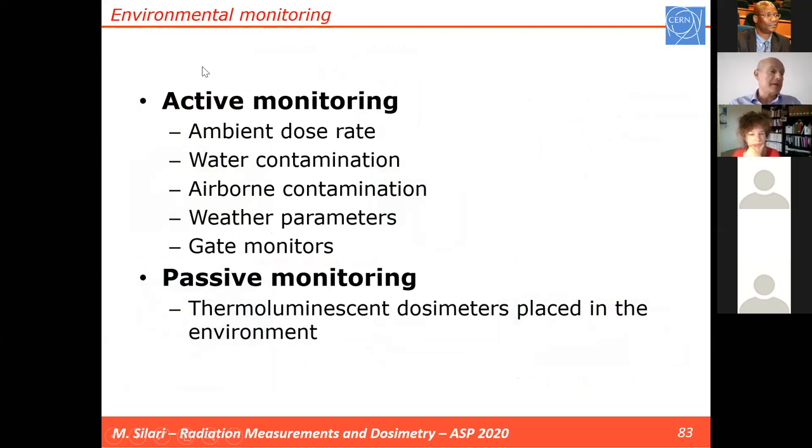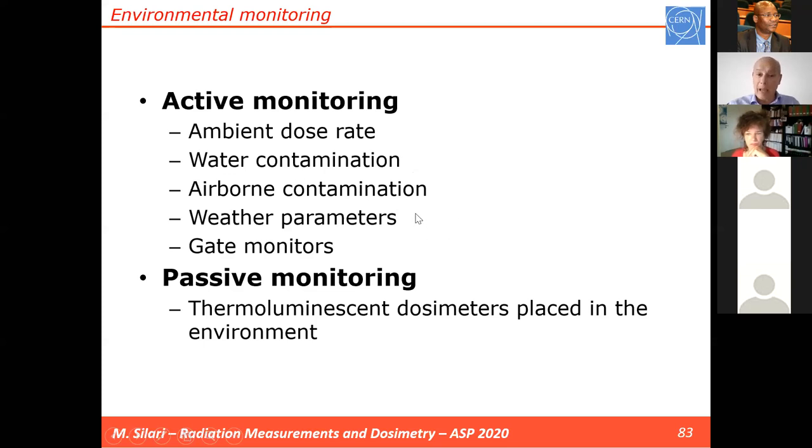For environmental monitoring, in these last few slides, this is what we do at CERN, but it is essentially general practice. We have either active monitoring or passive monitoring. Active monitoring is to monitor the ambient dose rate in certain areas, say in the environment outside the radiation areas. We measure all the water which is released from CERN to make sure that it is not contaminated. We monitor all the air which is extracted by chimneys and the ventilation system from experimental areas or accelerator tunnels, to make sure there is no contamination in the air.